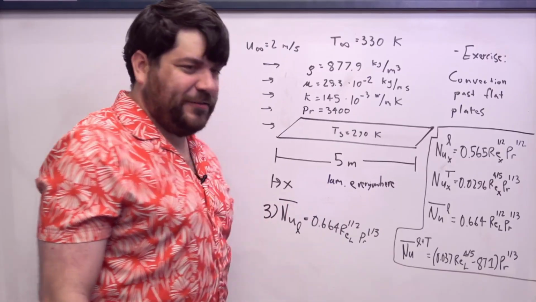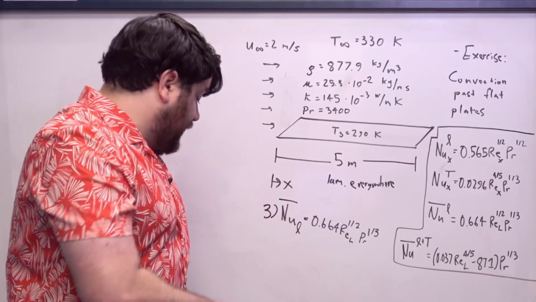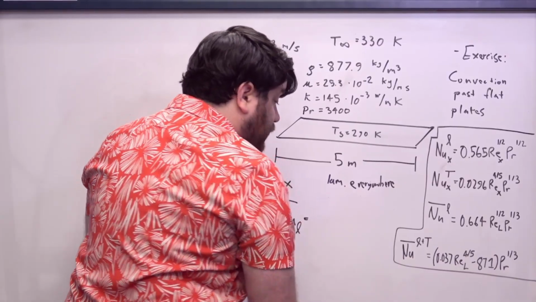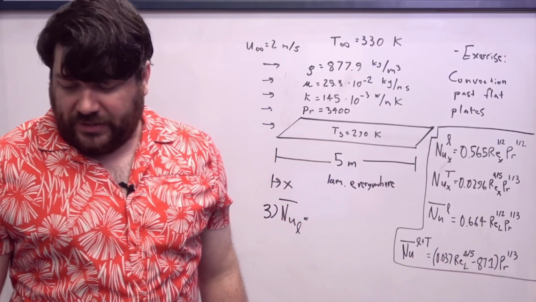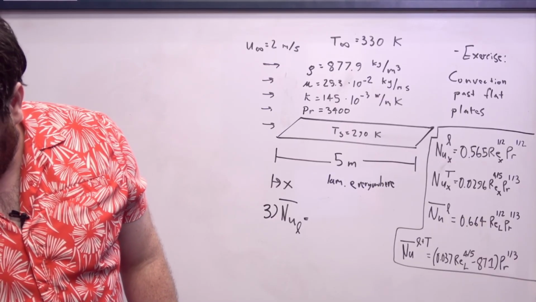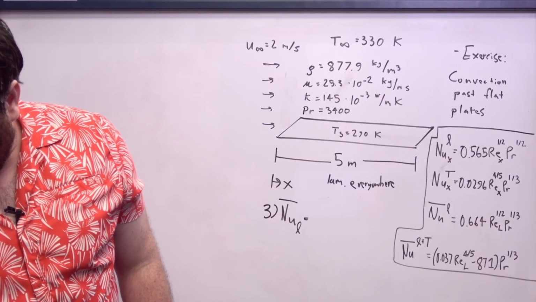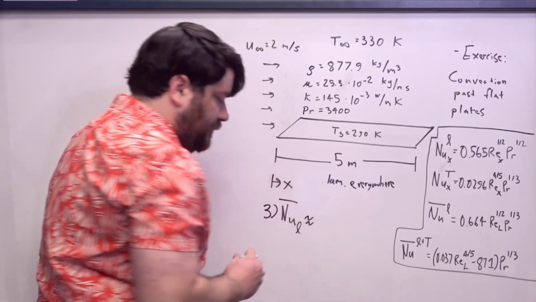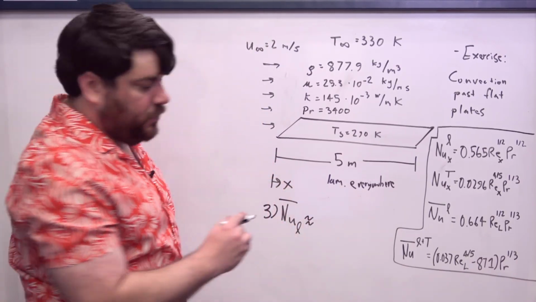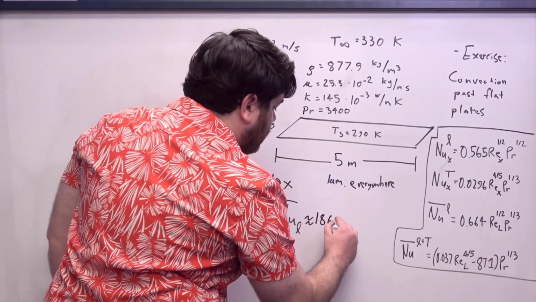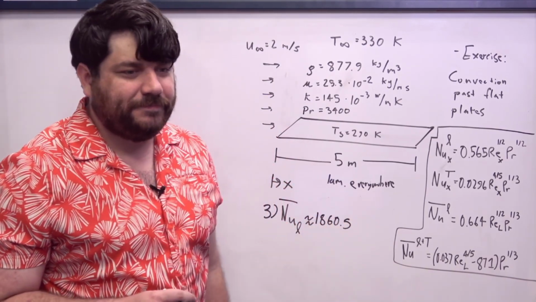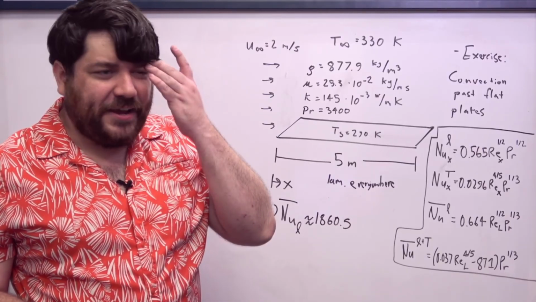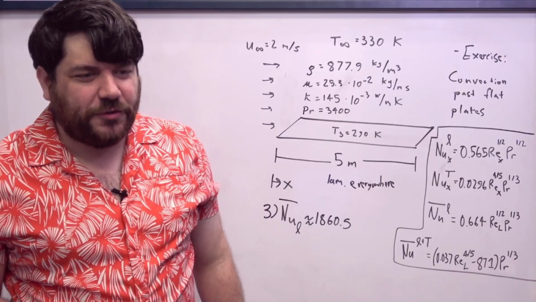This gets us to an answer. And the Nusselt number that you would calculate if you plug in the Prandtl number and the Reynolds number that we found before is going to be approximately 1,860.5. That's just what the algebra says. So now we have this answer.